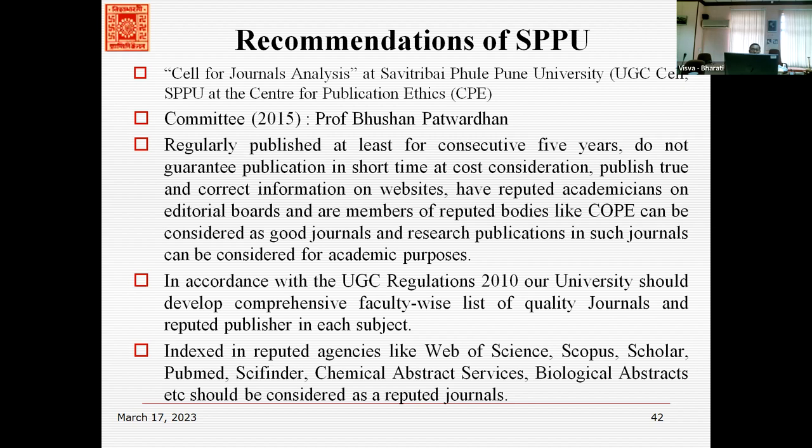The first recommendation was that journals which publish regularly for at least five consecutive years, do not guarantee publication in a short time at cost consideration, publish true and correct information on the website, have reputed academicians on the editorial board and other members of reputed bodies like COPE can be considered good journals, and research publications in such journals can be considered for academic purposes.